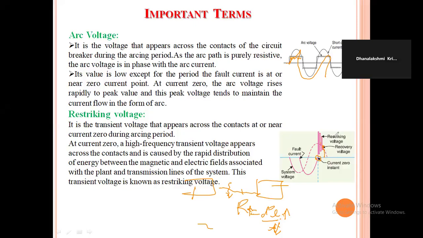Finally, we conclude the topic. What is an arc? When the contacts separate, an arc is formed. How to reduce the arc? By increasing the arc resistance value, the arc current will be reduced. When the arc current is reduced, the heat produced between the contacts is also reduced. So the three important topics covered are arc voltage, restriking voltage, and recovery voltage. These are the three important topics in the arc phenomena. Thank you.